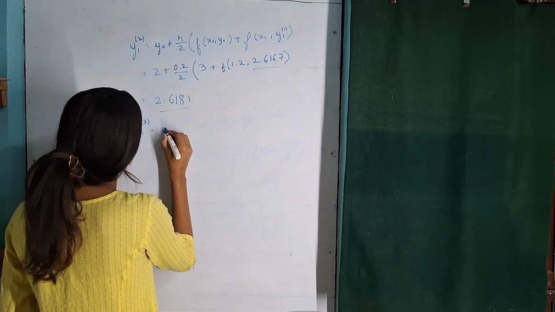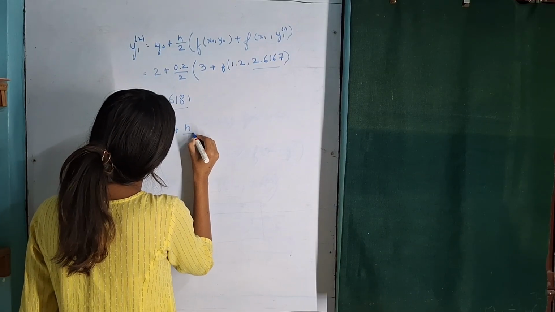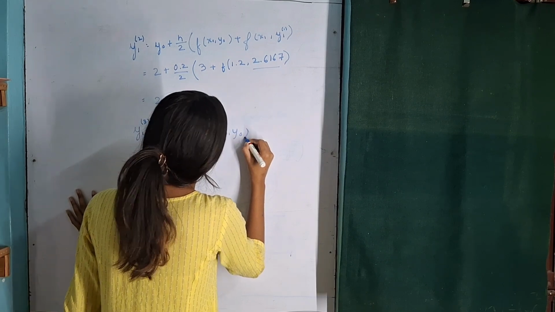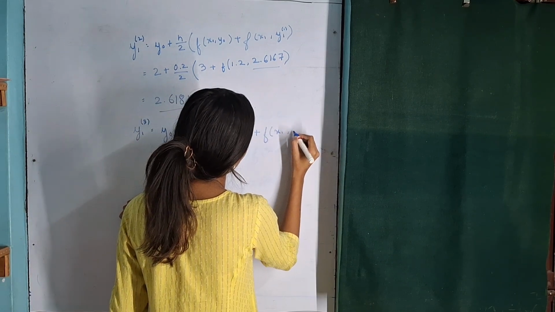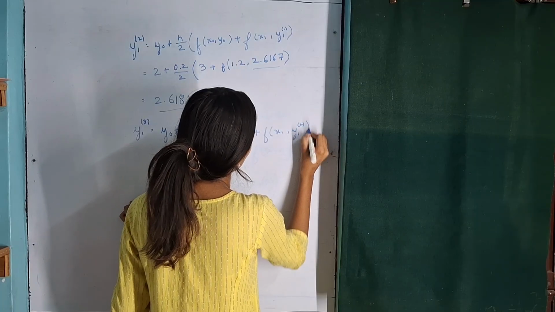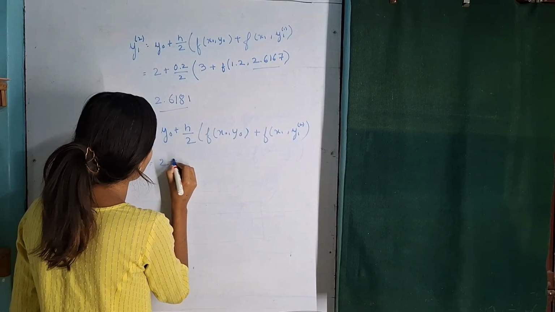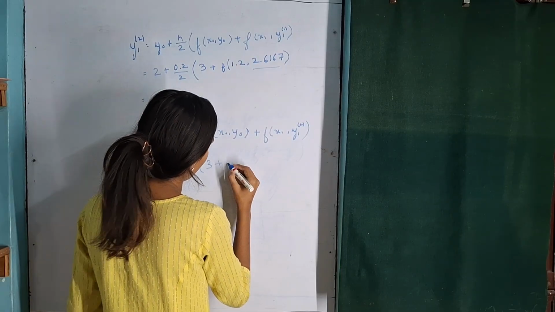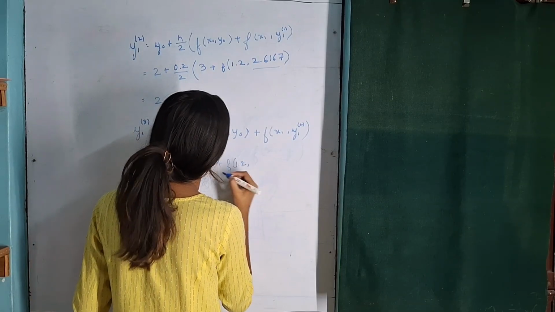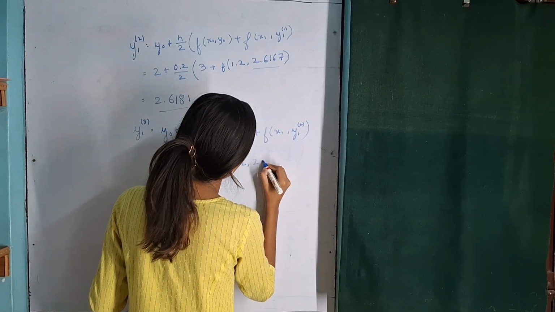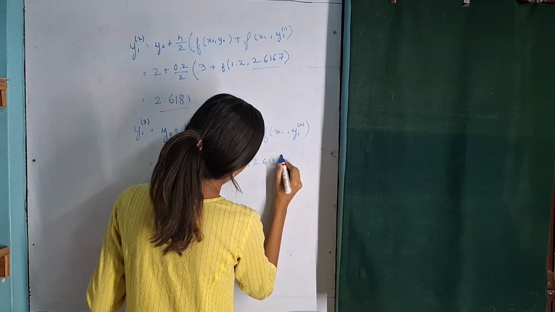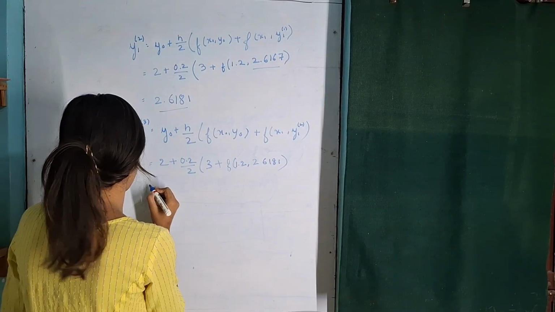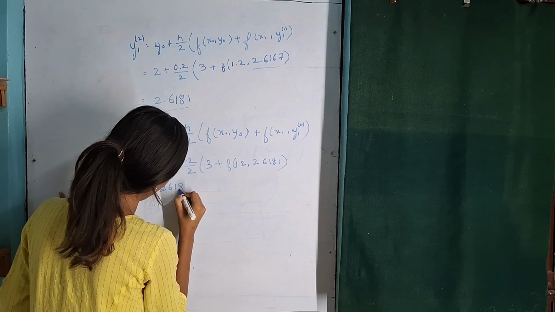y13. The y13 formula is very easy. It's y0 plus h by 2 times f of x0, y0 plus f of x1 comma y12. y0 we know is 2, h is 0.2, f of x0, y0 is 3, f of x1 is 1.2 comma your previous value is 2.6181. Again do the same thing, put the y value and x value in the calculator, and you find your answer as 2.6182.